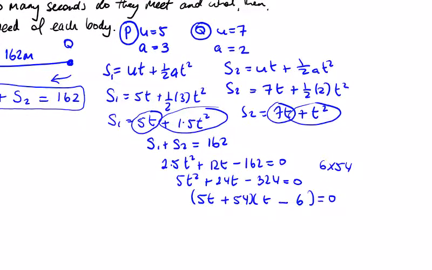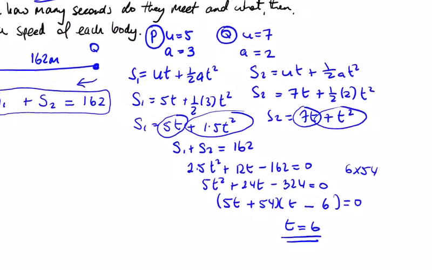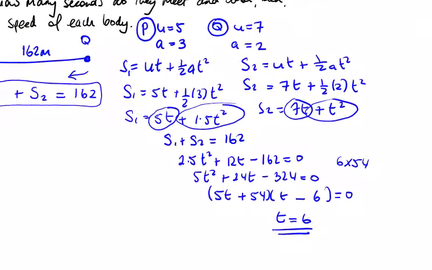So you can see here there's only one solution that works. Time can't be negative. So T is equal to 6. So they meet after 6 seconds. So to find the distance traveled, we can put it back into any of these equations.